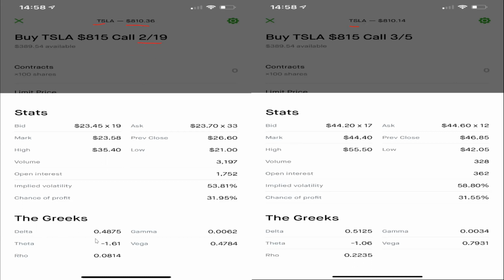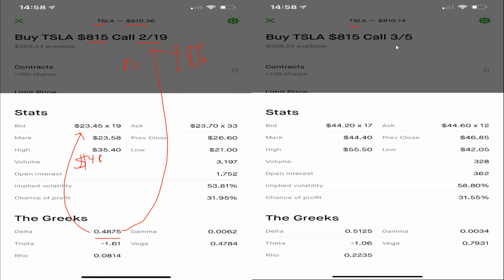And we come on down here, and we see that we have a delta of 0.4875. This means for every dollar that Tesla goes up, so if it goes from 810 to 811, that means this option's bid premium right here, the options premium, will go up $48. All right. This also means that by February 19th, the expiration date, Tesla has a 48% chance of going in the money, which is another $5 above the current price, by that expiration date. And you can see the difference here, which is just a little bit on Tesla.